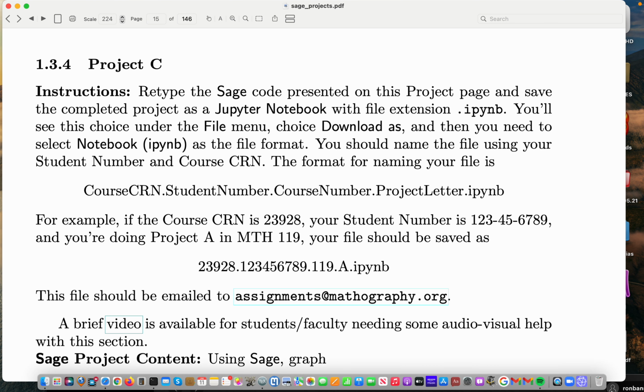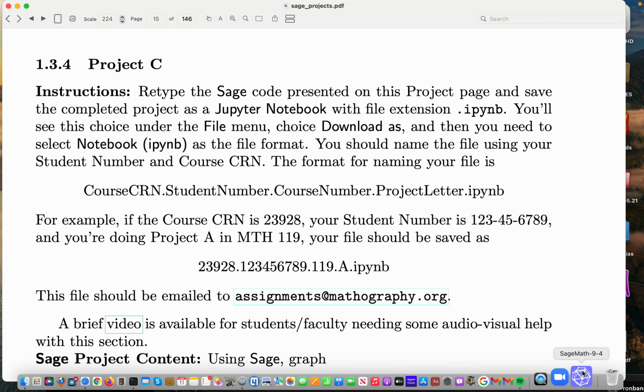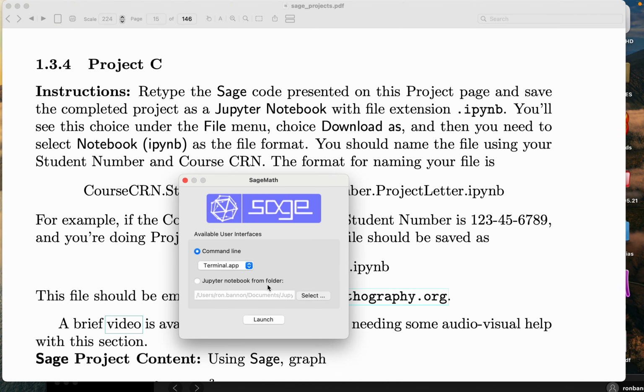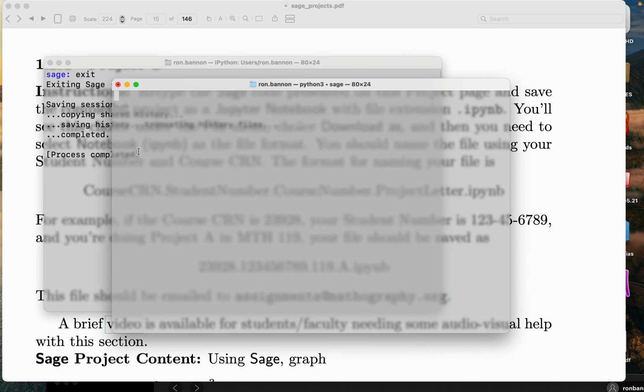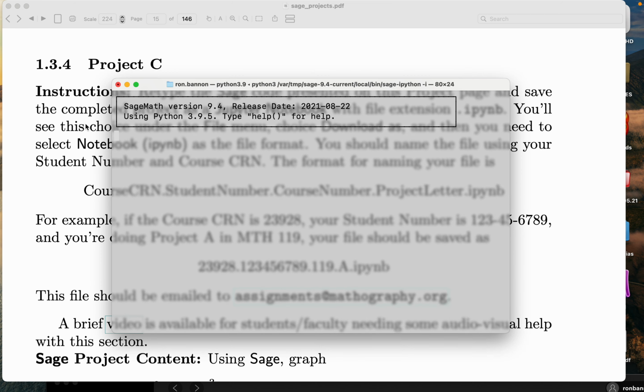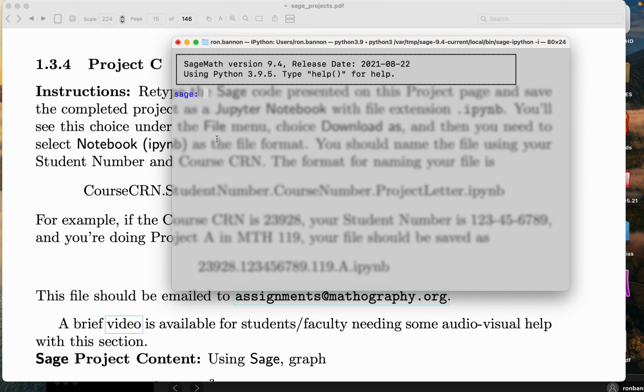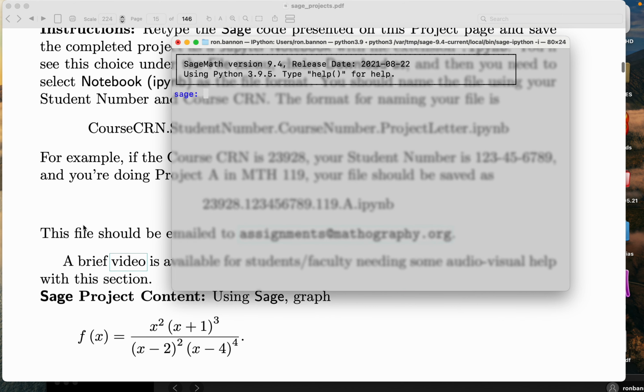Let me do that for you. And again, Sage is in my dock. I use it often enough that it's going to be there for the most part. Launch it. I'm going to load it as a command line terminal application, not as a Jupyter notebook. And let me just close out the prior session I had open before. And what I want to do is just talk about the project.